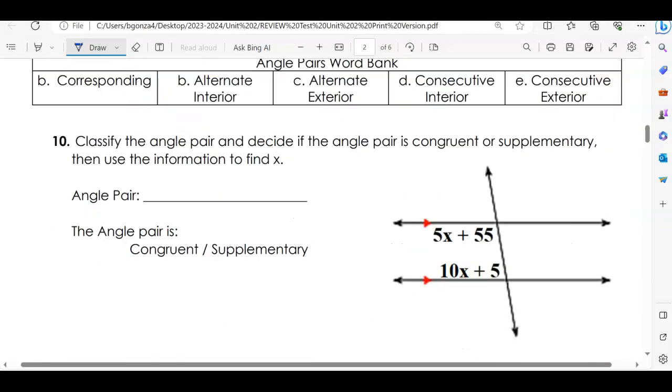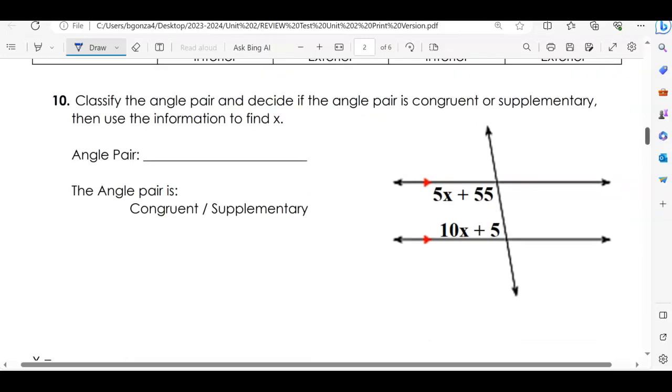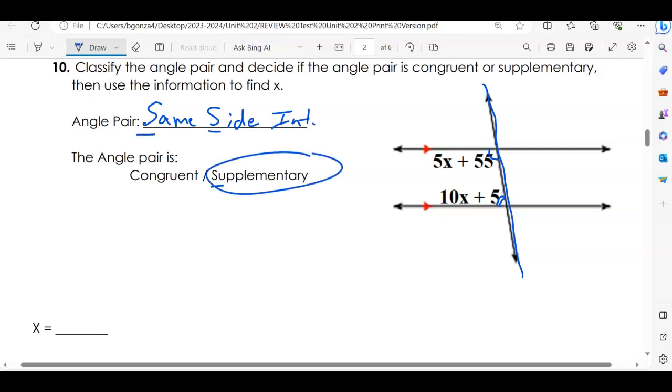All right, down here, we want to classify the angle pair and decide if the angle pair is congruent or supplementary. All right. There we go. Now, first of all, the angle pair. Okay, here's an obtuse angle, and then here's an acute angle. They don't match. They're not in the same zigzag. Okay? So they look like they're on the same side of this transversal, but they're in between the parallels, so that's same side interior. Excuse my pen. Same side interior. And the S rule tells us that it is supplementary.